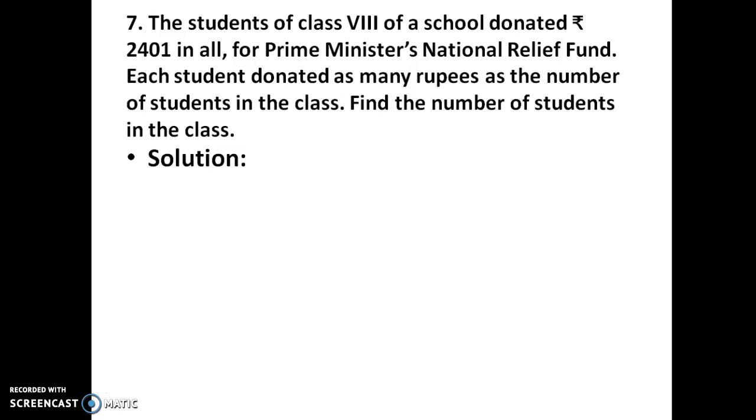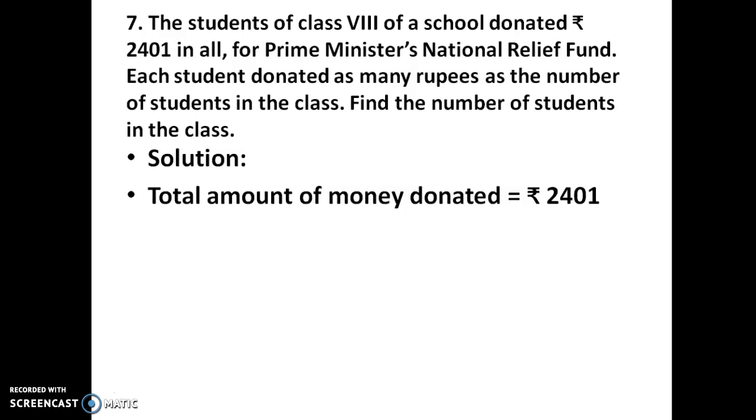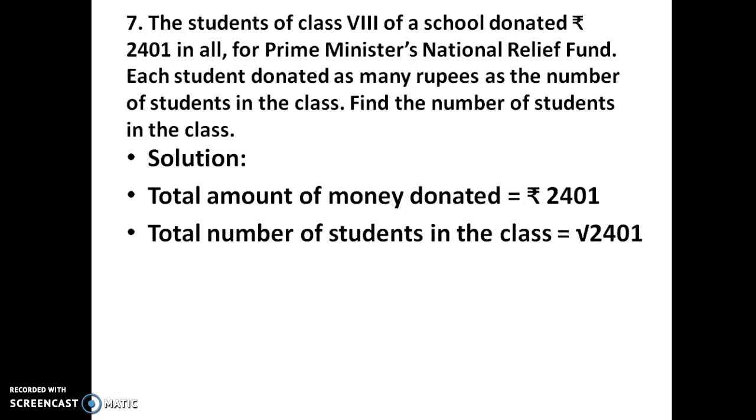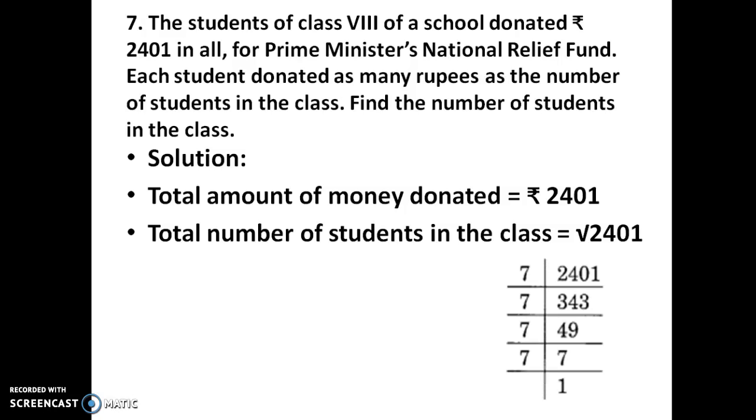You have to take the reverse, that is, the square root of 2401 will give you the value of the number A. Understood? The total amount of money donated is 2401. The total number of students in the class is root 2401. By prime factorization, we found that it is 7 into 7 into 7 into 7, so 4 times 7 is there.